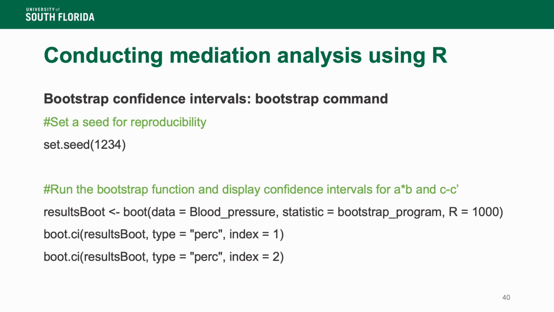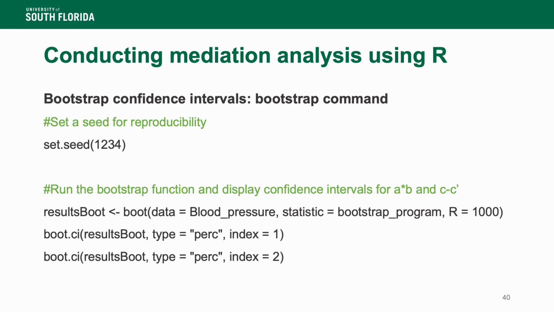Once we've specified that bootstrap function, we can run the bootstrap command syntax. Before we do that, we set a seed. We set the seed for reproducibility, because when we take those random new samples, every time we rerun the code it would give us slightly different confidence intervals. So to make sure that R always starts pulling those new data sets for the bootstrap confidence intervals at the same point, we need to set a seed.